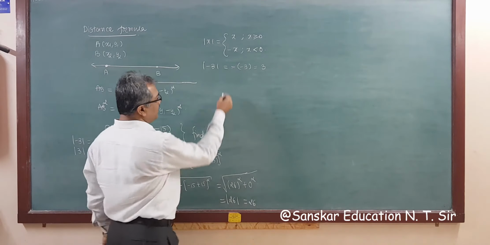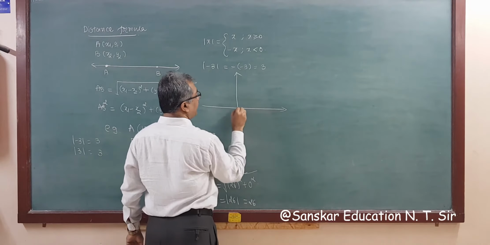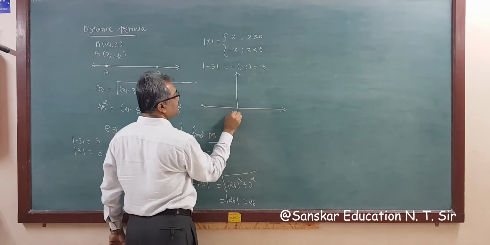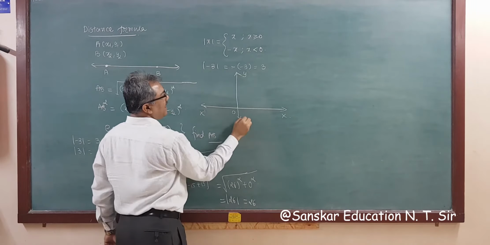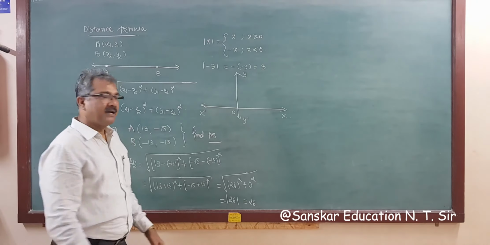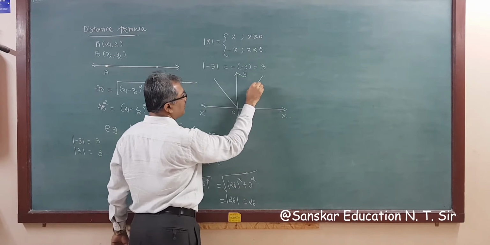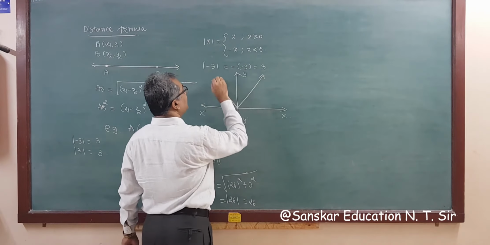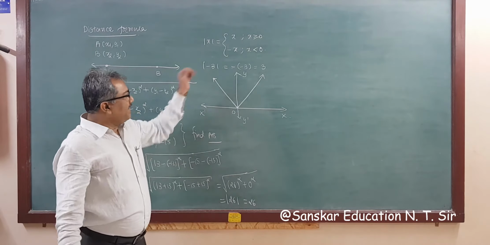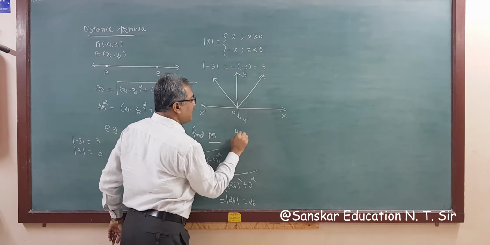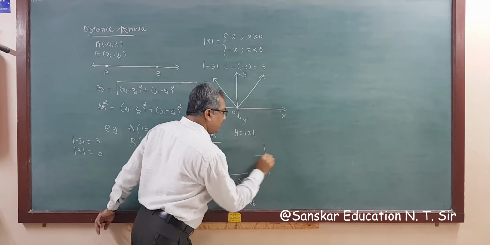And the graph of this modulus function is just like this. If we take this as the origin, this is the positive x-axis, this is the negative x-axis, this is y, and this is the negative y-axis. If we plot the graph of modulus of x, then the graph is just like this, an intersection of two rays, right? How does it come? We have the function y is equal to modulus of x, right? So you know how to plot a graph.